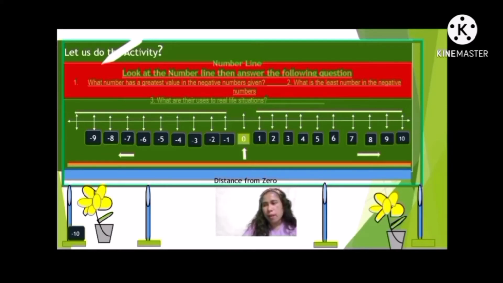Number 5, help in finding the location. If it is above sea level, it increases, so it represents a positive number. When it is below or decreases, it indicates that the integers are negative numbers. I hope you learned a lot from this number line. So remember always the distance from 0.